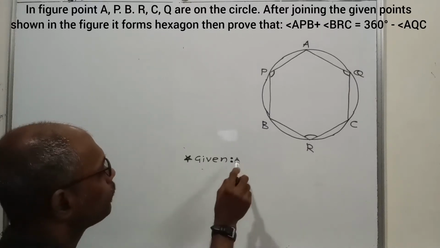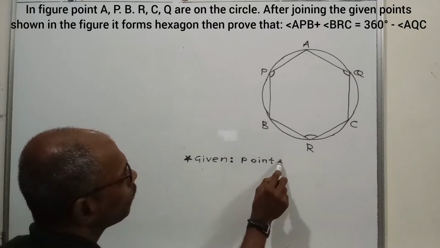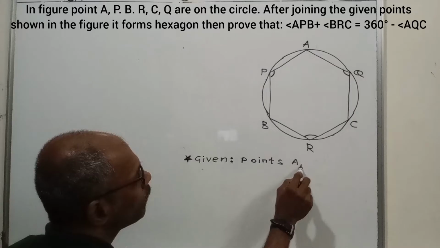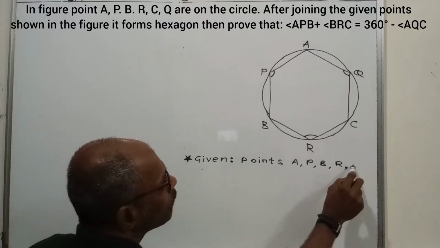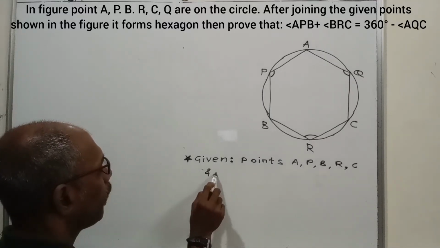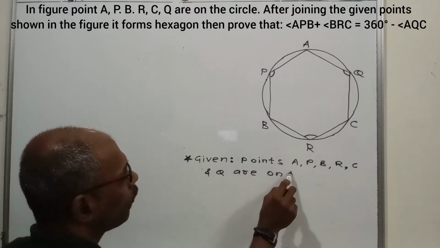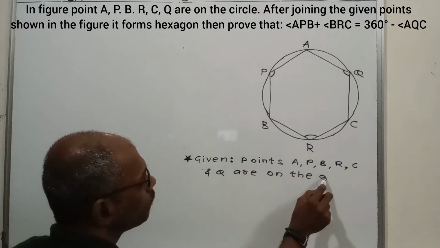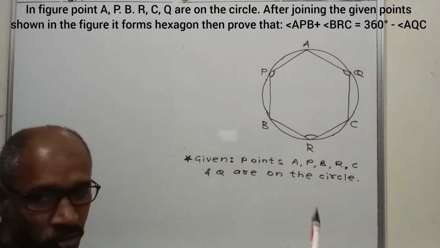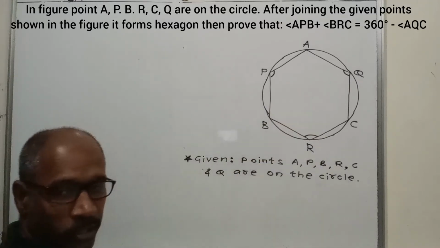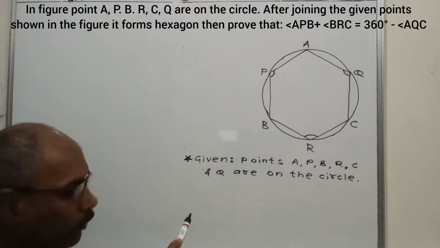What is given? Points A, P, B, R, C and Q are on the circle. After joining them, we obtain a hexagon. Okay, this is our given.